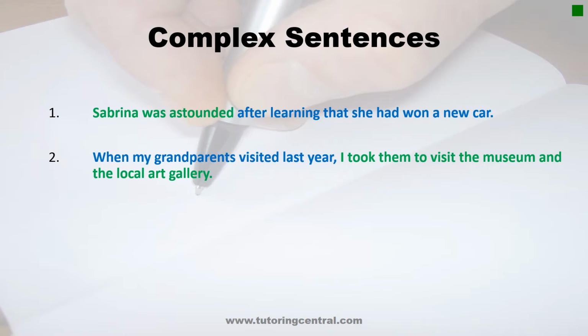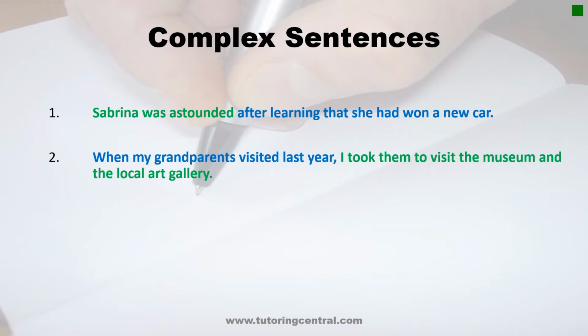Number two, when my grandparents visited last year, I took them to visit the museum and the local art gallery. So the beginning is in blue because that is the dependent clause. In other words, it depends on a main clause. When my grandparents visited last year, that sets us up for a sentence, but it isn't a complete sentence by itself. What happened when my grandparents visited last year? Your listener or your reader is waiting for further information. And that's the green part.